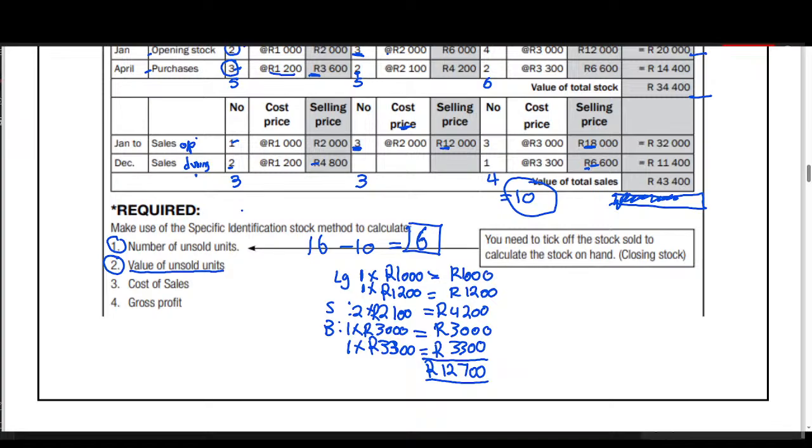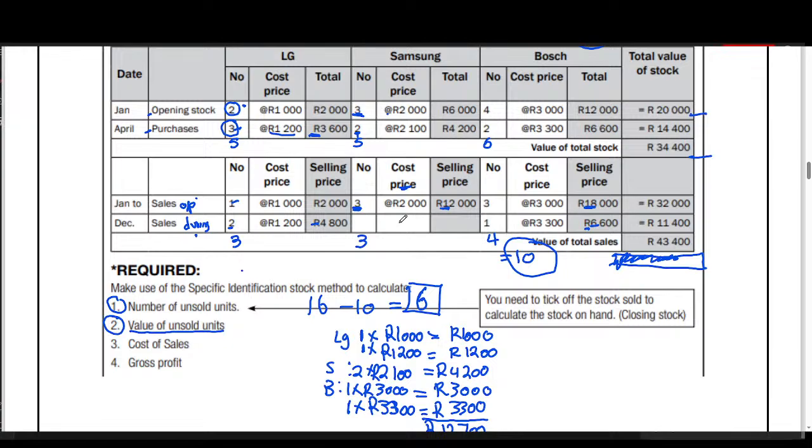Right, let's continue. Now what I'm going to do is remove this, so that when we answer these questions, we are able to see the information above on the table.